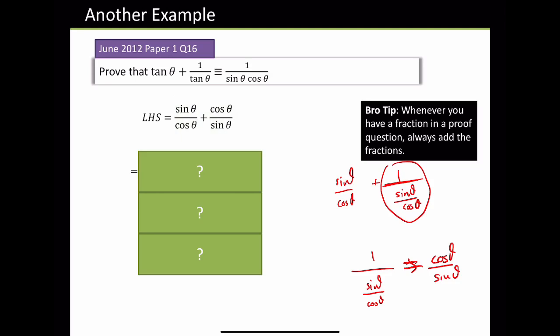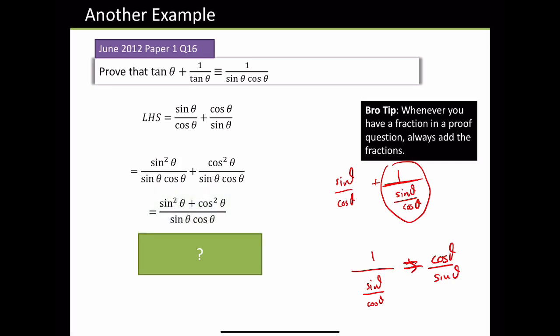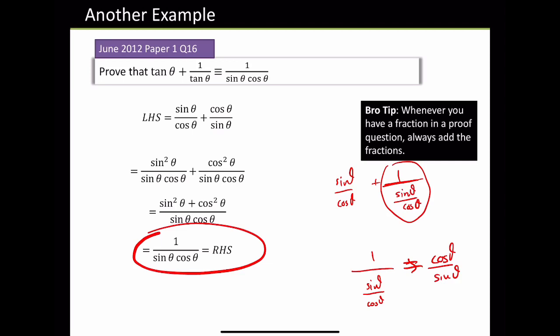By adding them, I'm going to make the same denominator. You multiply this by sin theta, and this by cos theta. So you're left with sin squared theta plus cos squared theta, all over sin theta cos theta. So what is sin squared theta plus cos squared theta? Well, it's equal to 1, so therefore that's us proving it.